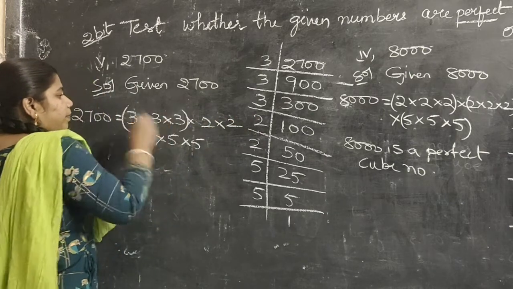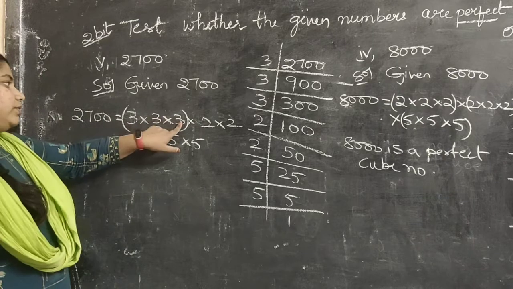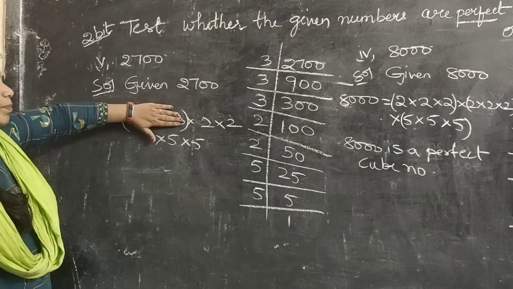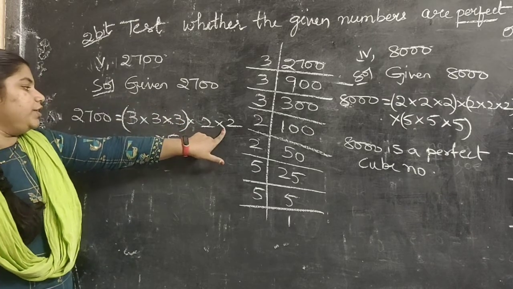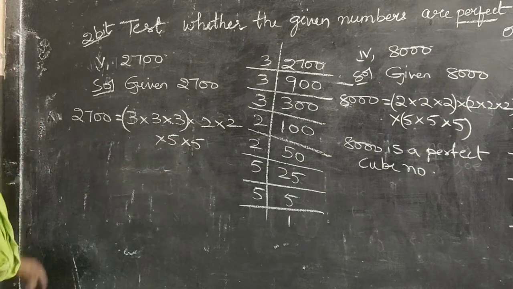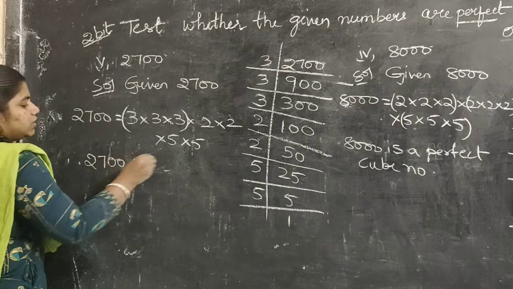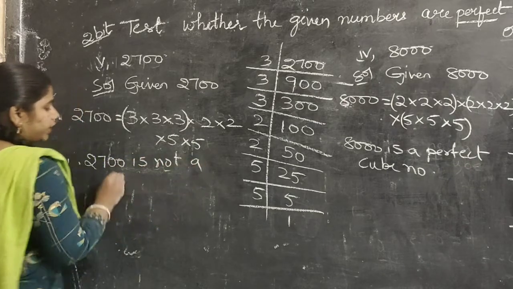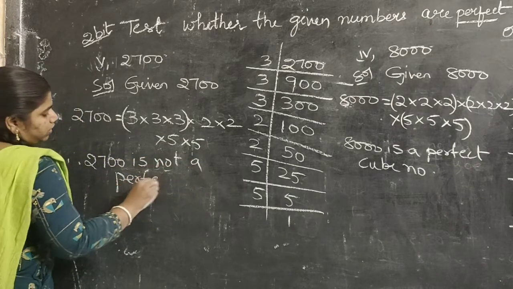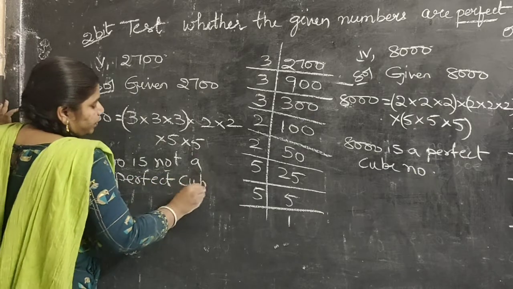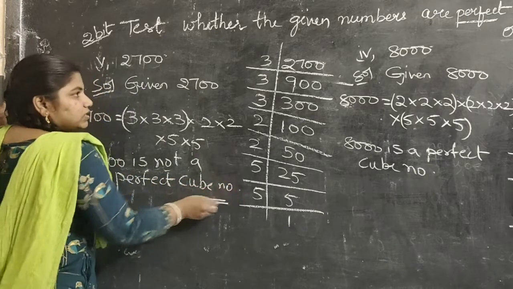So only one group of three we are having. Product of three equal factors is a perfect cube. Only one group we are having for this. The 2s are not forming a group of three, and here also the 5s are not forming a group. So that means 2700 is not a perfect cube number.